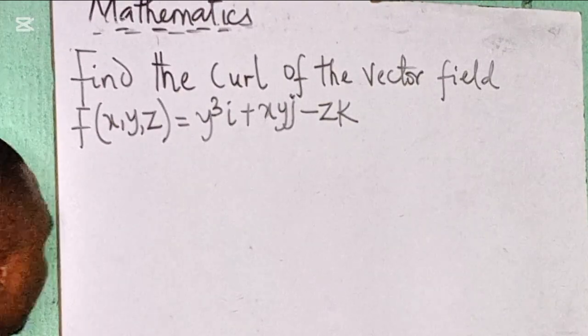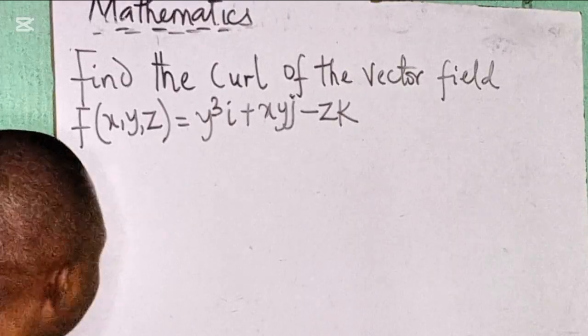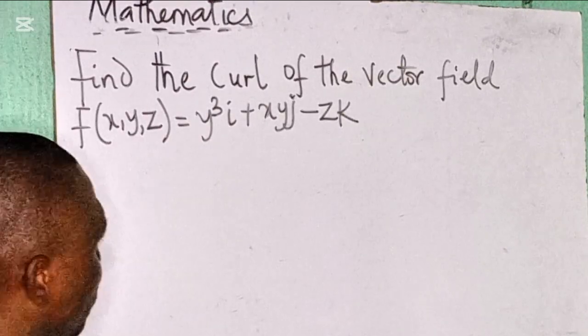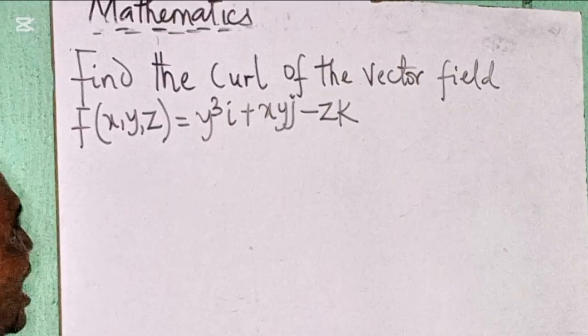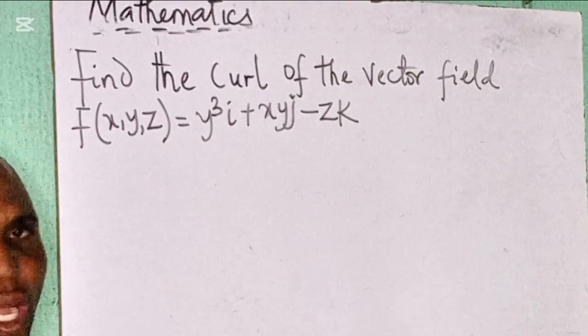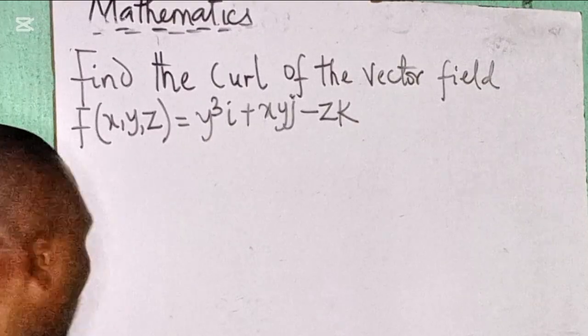So the question reads: find the curl of the vector field F of x, y, z equals y cubed i plus xy j minus z k. So how do we solve this question? Let us go.